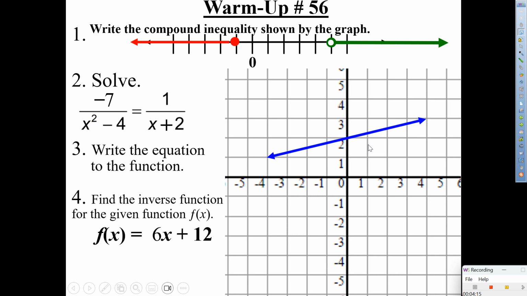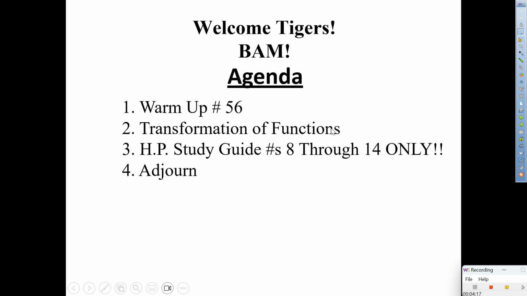All right. So, copy the agenda, warm-up number 56, transformation of functions. And tonight's home play study guide, again, numbers 8 through 14. Now, just FYI, BTW, I did give you the study guide before we went to Thanksgiving break. Is that correct? Yes, Martin?